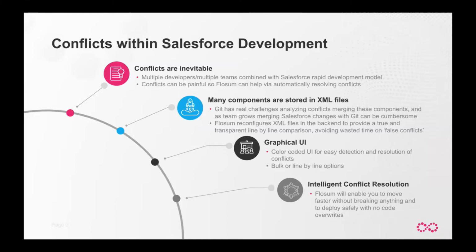One of the general nuances within Salesforce is that many of the components are actually stored within XML files. And that is a uniqueness to Salesforce development. If we look at a Git-based system or tools that require a Git-based interaction to manage and merge these conflicts, Git does a pretty good job at managing conflicts where there is a programmatic component. So in the Salesforce world, that's essentially Apex classes and Apex triggers.